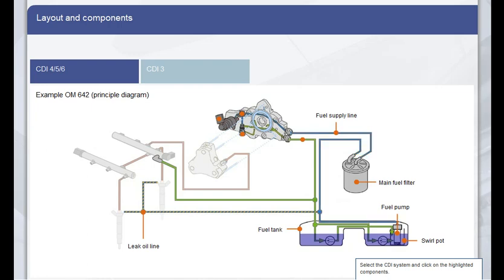The fuel supply line provides the high-pressure pump with the right amount of fuel. The fuel return line delivers the excess fuel from the pressure control valve on the rail and the fuel pressure relief valve to the fuel tank. The fuel pressure relief valve maintains a pressure of around 4 bar in the low-pressure circuit.